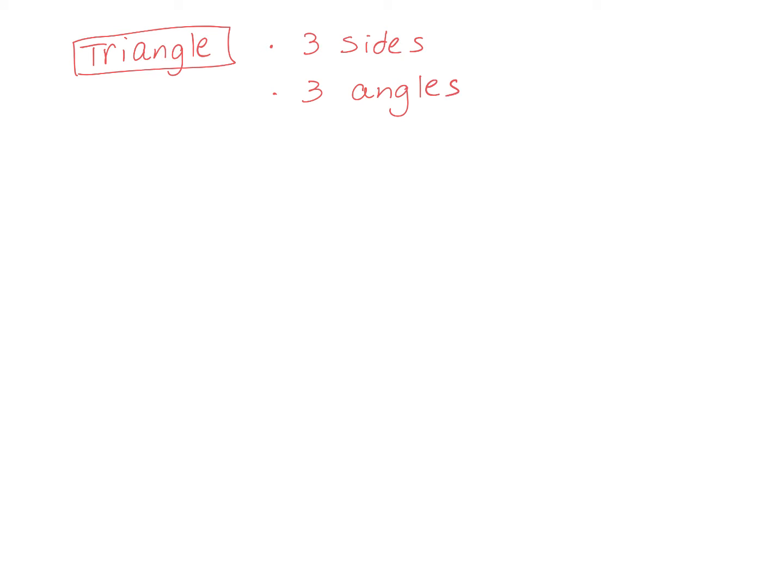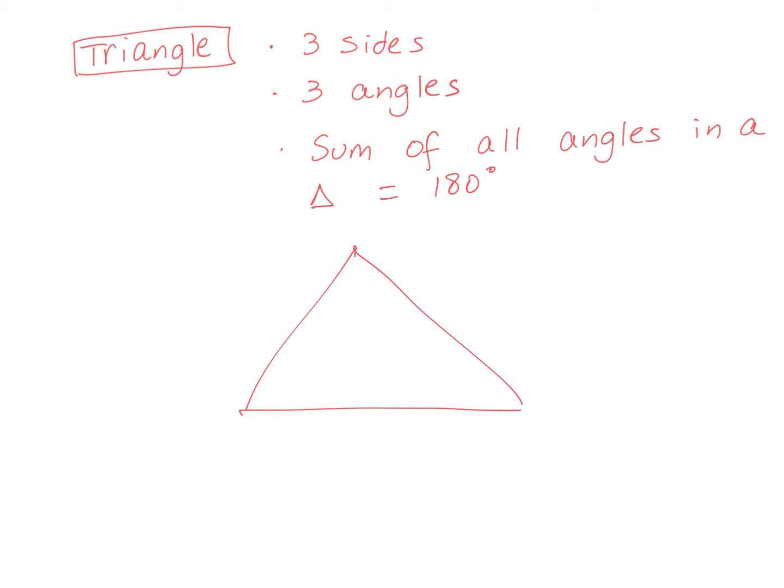Okay, so we'll study triangles to begin with. Triangles have three sides. They have three angles. They can be equal or unequal. The sum of all angles in a triangle is equal to 180. So if you have a triangle like this, and let's say there are angles like A, B, and C, if I add A, B, and C, I'll always get 180.